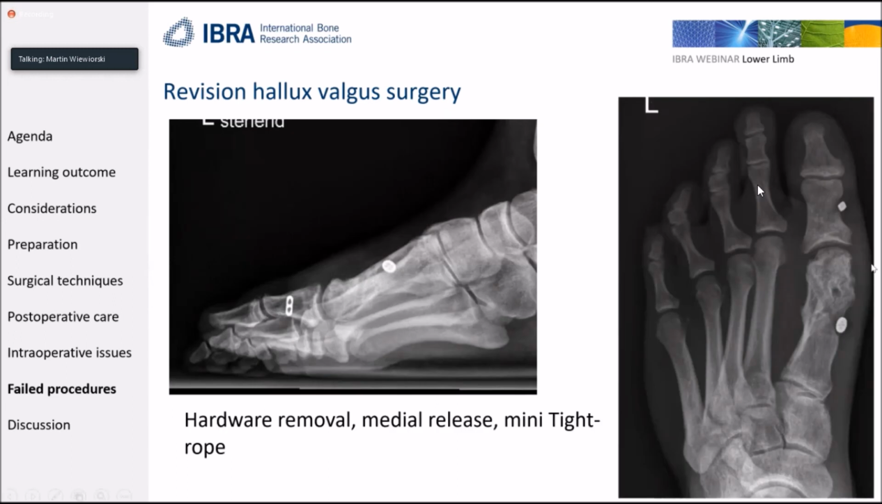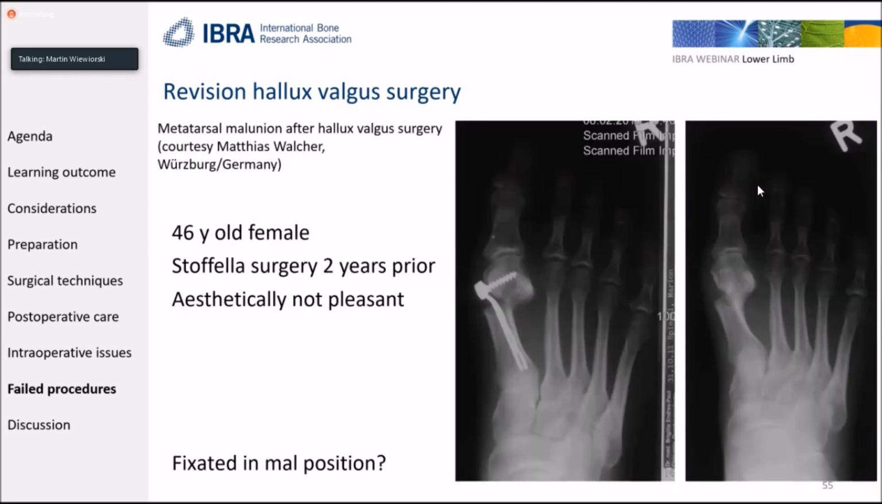So we did a medial release here at this point, and fixed this with a tightrope. And oops, oh, sorry, there was an intraoperative view, but I'm missing the slide. Sorry for that. Okay, let's go to the next case.